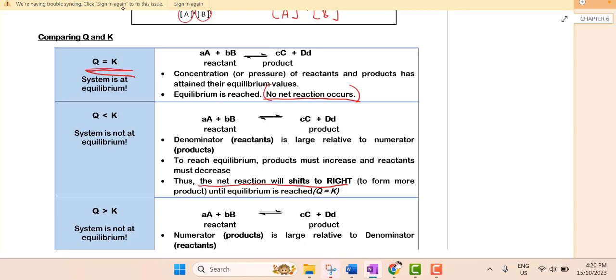So Q has the same expression as K. The difference is that we insert the value of concentration or maybe partial pressure at any point, because we want to check whether the system has achieved equilibrium or not. So we will compare with the value of K. If it is smaller, in order to achieve equilibrium, the net reaction will shift to the right.